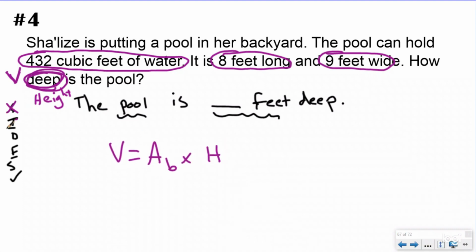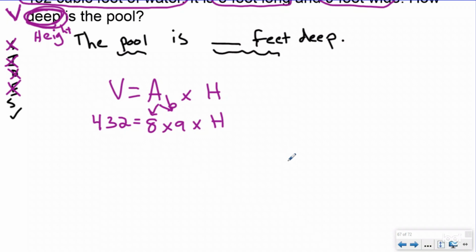I've now done my statement, I've identified, and I've developed. Now I need to fill in my equation. So I know what the volume is. The volume was 432. I don't know the area of the base, but it did tell me my length and my width. So I'm going to decompose this into 8 times 9, and then I didn't know what my height was. So there's my equation, and now all I need to do is solve for this missing factor. Just like we talked about in our lesson, the first thing you want to do is combine what you know. So 8 times 9 is 72, and then if I multiply that by some number, it's going to give me a volume of 432.